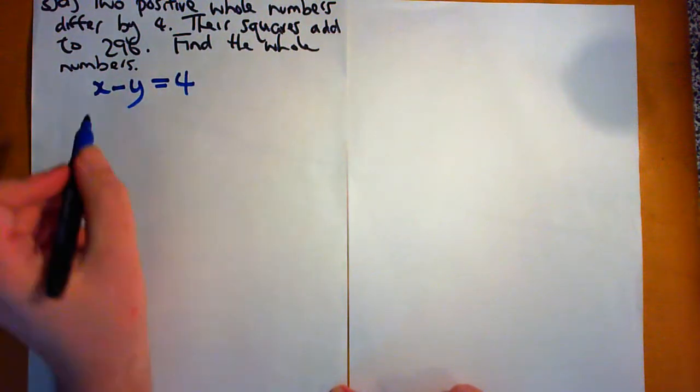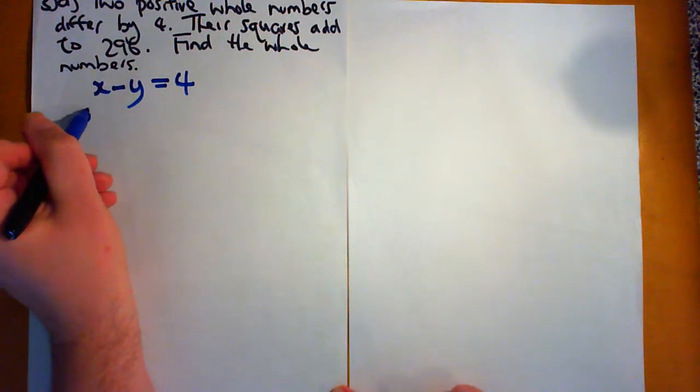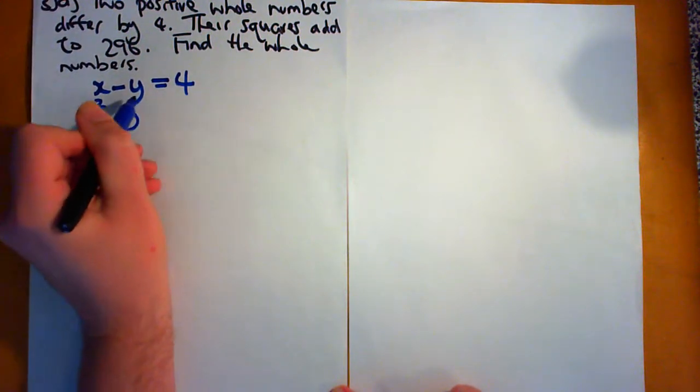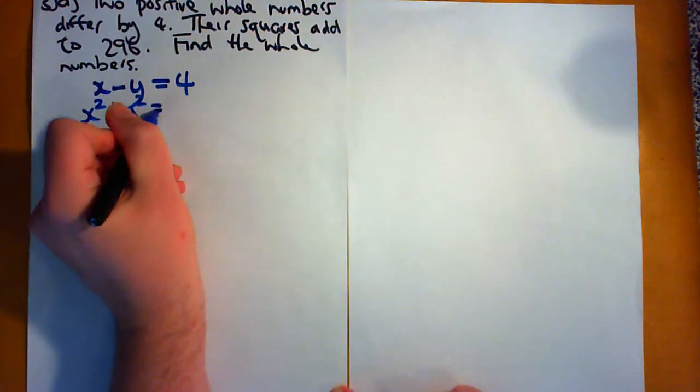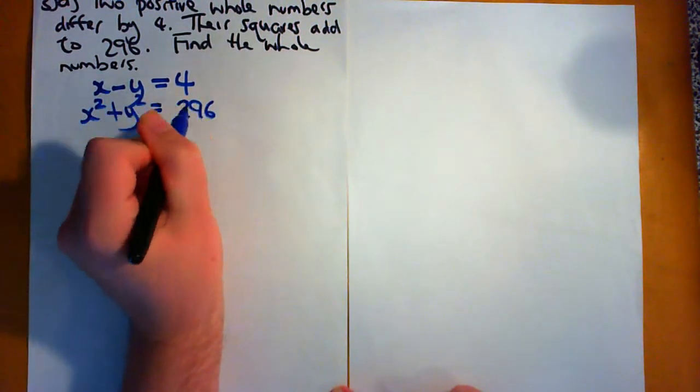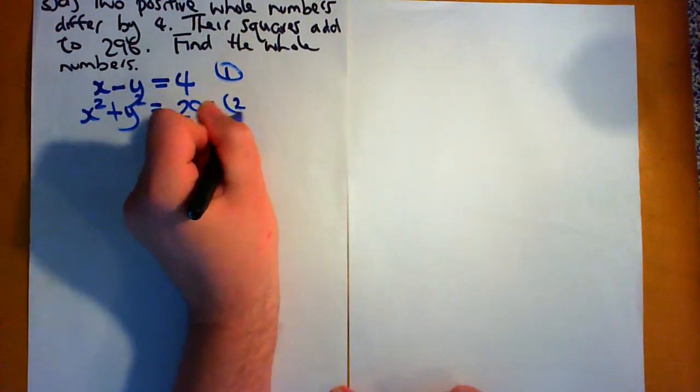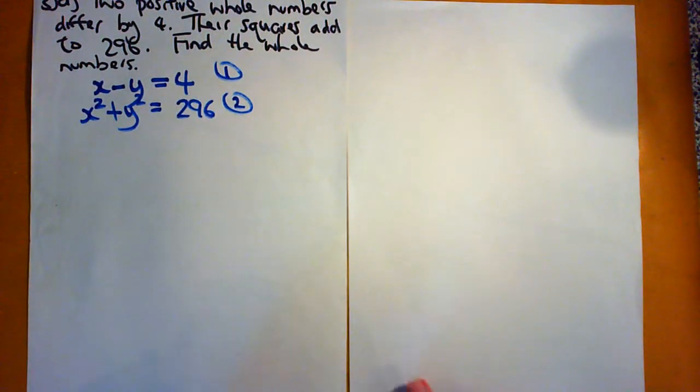Their squares, so we're talking about the squares of x and y, so x squared and y squared. When we add them, we get 296. So it is a simultaneous equations problem.